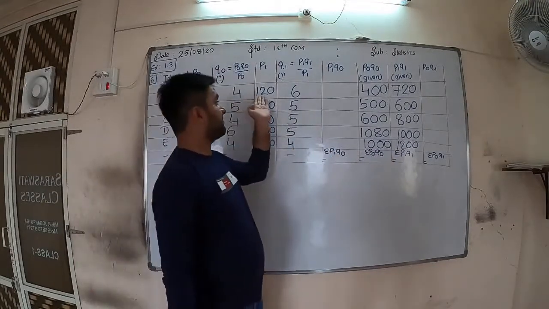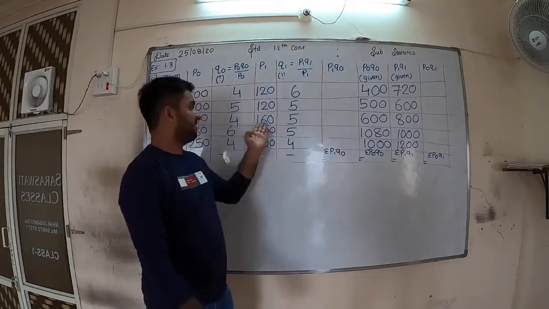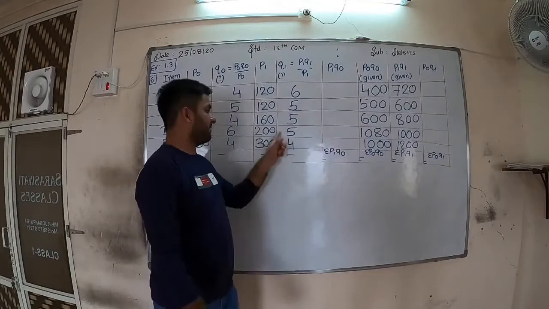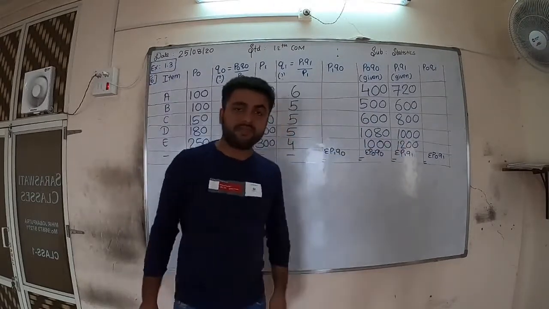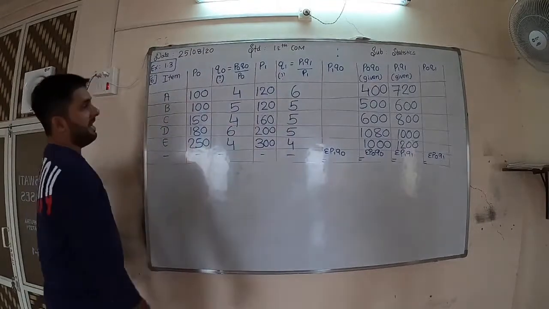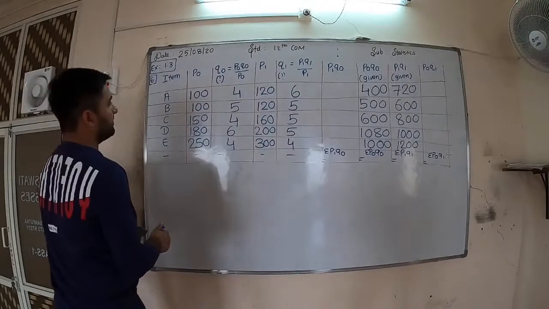And to recheck, you can check: 120 into 6 is 720, 120 into 5 is 600, 160 into 5 is 800, 200 into 5 is 1000, 300 into 4 is 1200. Okay, the things are clear, and now only two columns are left. Which two columns? P1 Q0.